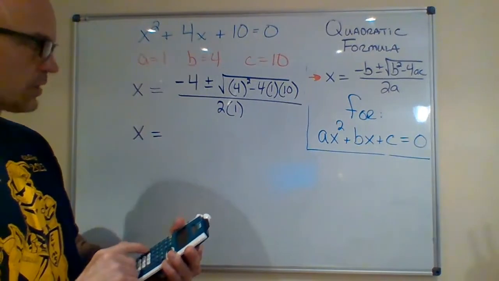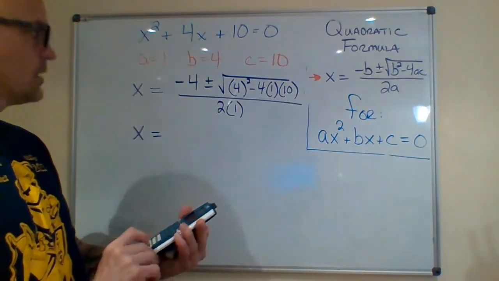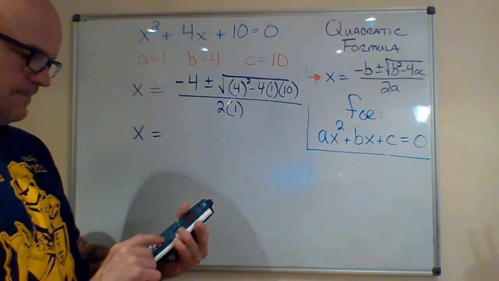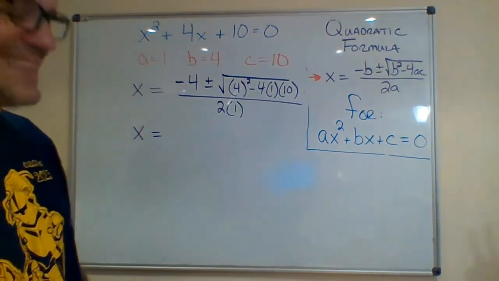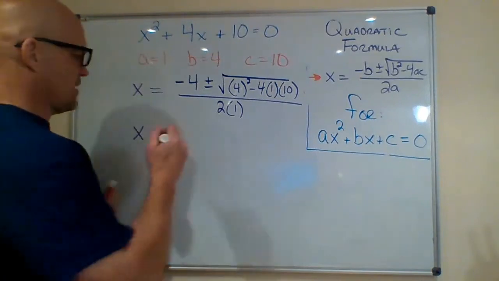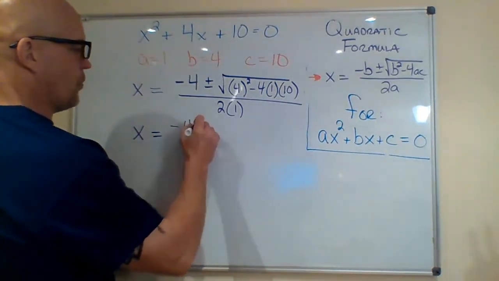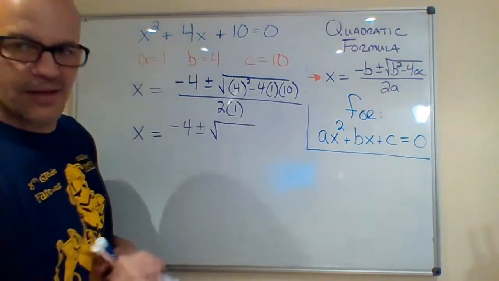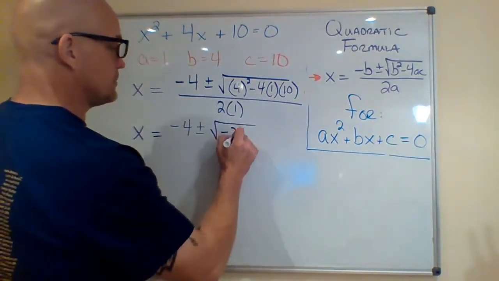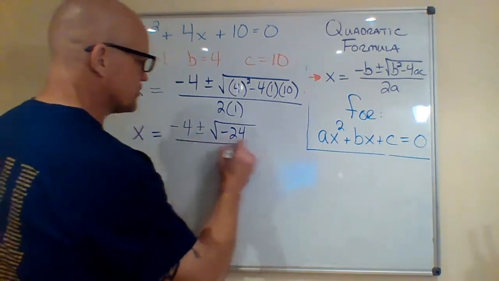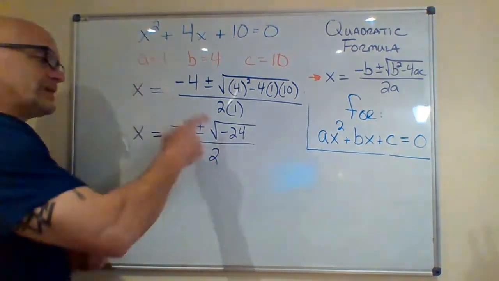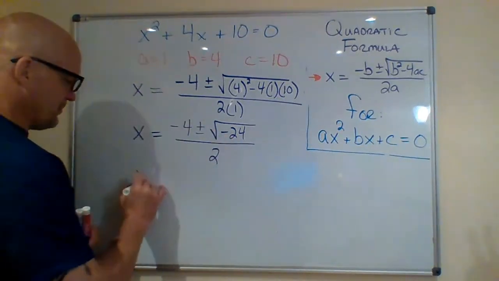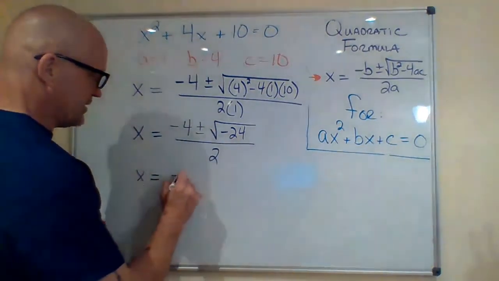So I'm looking at 4 squared minus 4 times 1 times 10. Again, typing it in exactly as I see it. So that's going to give me -4 plus or minus... When I put this whole thing into my calculator, it gave me the square root of -24, all over 2. Now, we do need to deal with that. You should be able to simplify that. We've practiced that plenty of times.